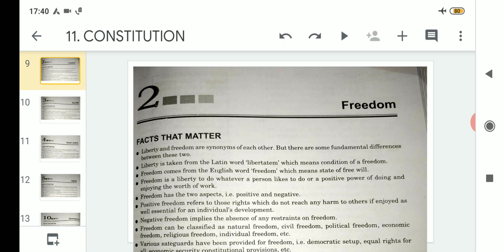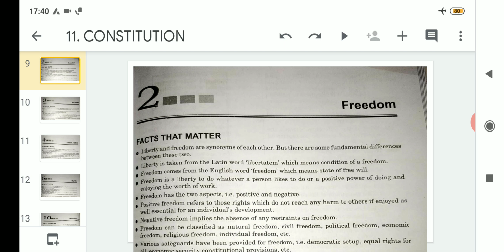So freedom has two aspects, positive and negative. As I have said, freedom in a true sense can be defined as when you are enjoying the work while doing. If you are enjoying the work while doing, it is a positive state of mind. But freedom has two aspects, both positive and negative.